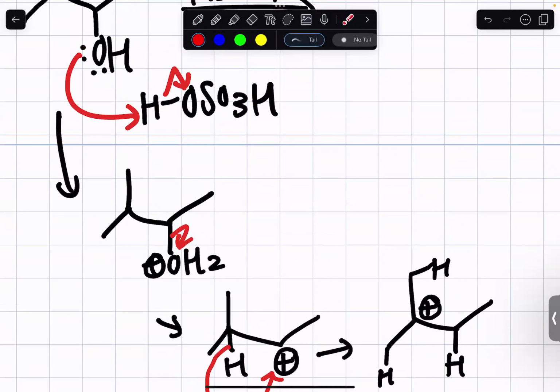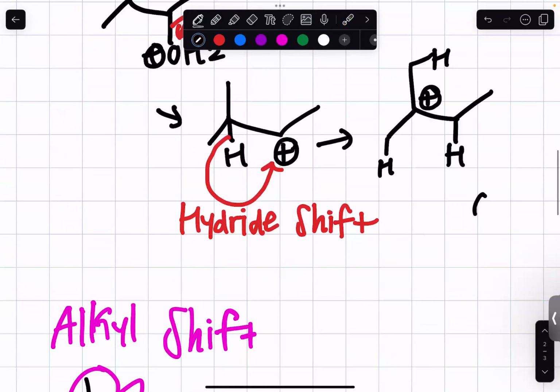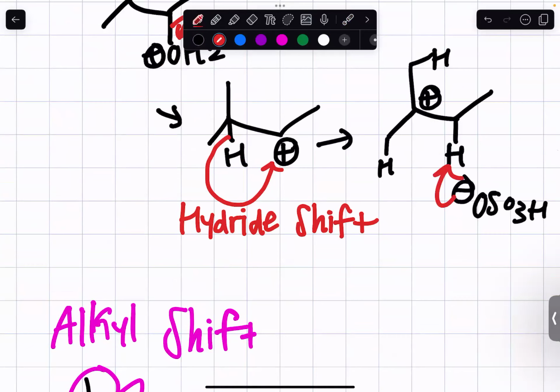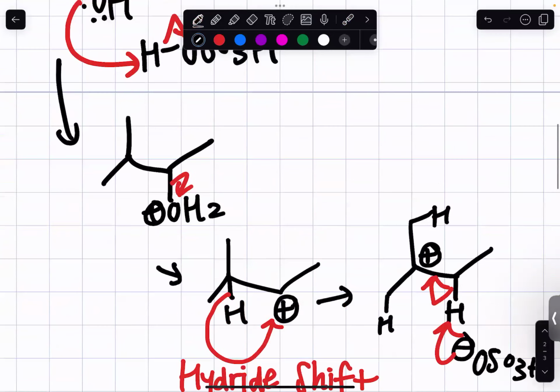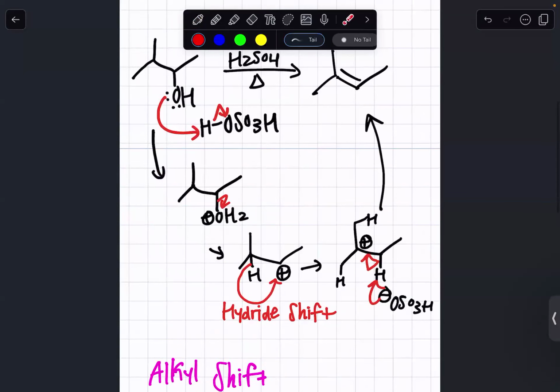The base that we're going to use is the conjugate base that we made in the very first step. You know how the very first step was to protonate the alcohol and then kick out this conjugate base right here? That conjugate base will come in now to deprotonate that beta hydrogen and make a double bond right there. And that gives us our most stable double bond right there. Does that make sense so far? Like how this double bond was made?